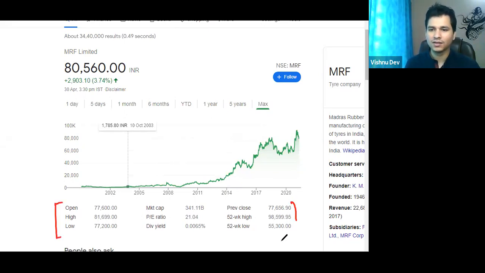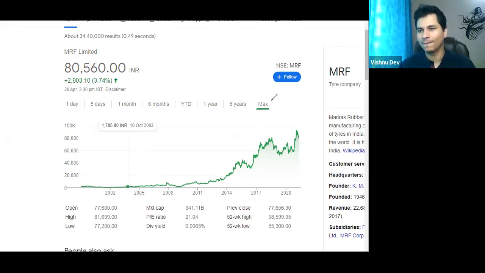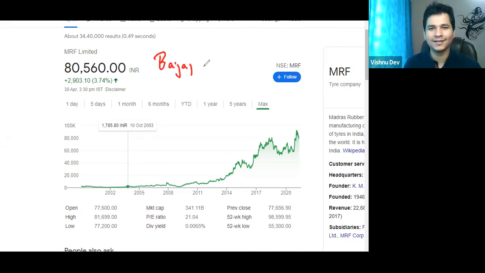So there are two things: fundamental analysis and technical analysis. Now, I'm telling that there's one company which will give very big results, very good results, right? And this company will make me crorepati, which is Bajaj Finance. Okay, think about it, right?